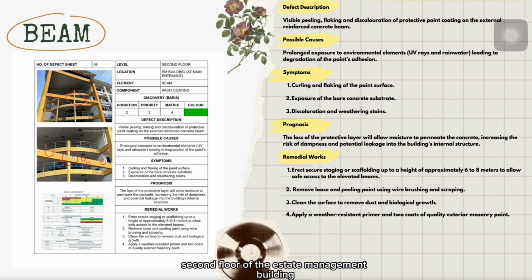On the external second floor of the estate management building, the reinforced concrete beams show visible peeling and discoloration of the protective paint. This is caused by prolonged exposure to UV rays and rainwater. Once the paint fails, moisture can reach the concrete, leading to dampness and potential concrete cancer or spalling. We need to scrape the loose paint and apply a high-quality exterior masonry paint as the remedial works.